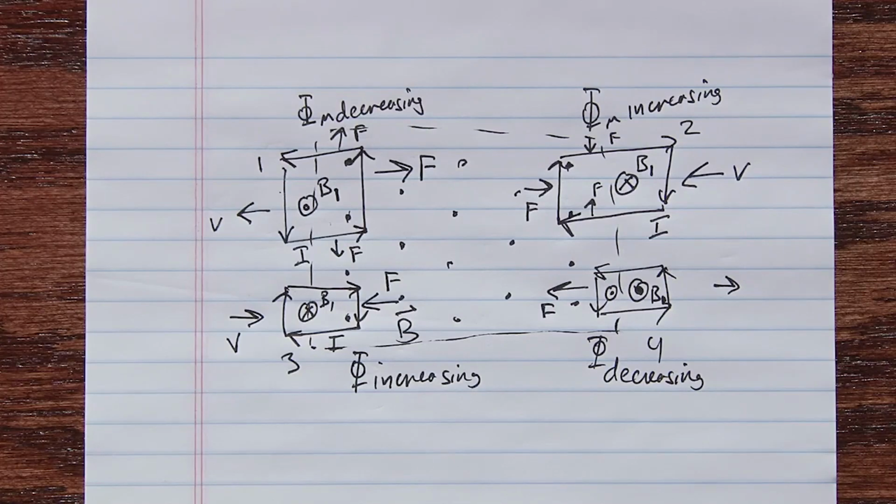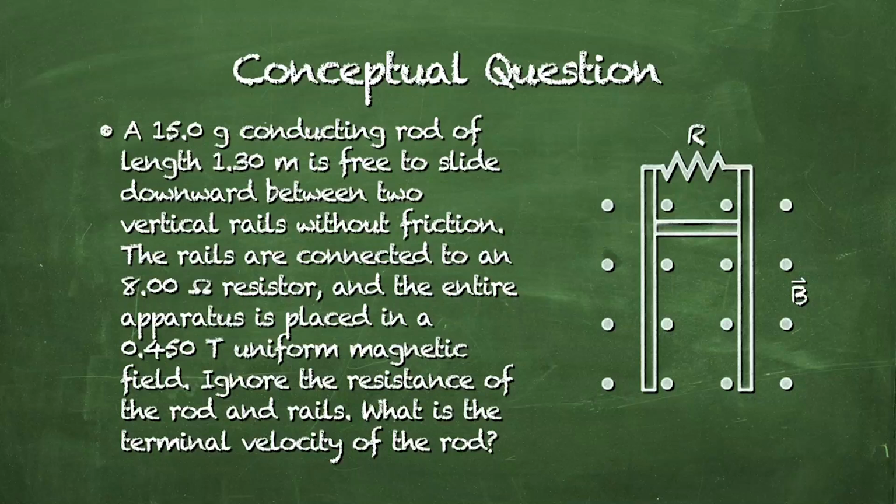Let's work another example. A 15-gram conducting rod of length 1.3 meters is free to slide downward between two vertical rails without friction. The rails are connected to an 8-ohm resistor, and the entire apparatus is placed in a 0.45 Tesla uniform magnetic field. Ignore the resistance of the rods and rails, so the total resistance is 8 ohms. And the question is, what is the terminal velocity of the rod?